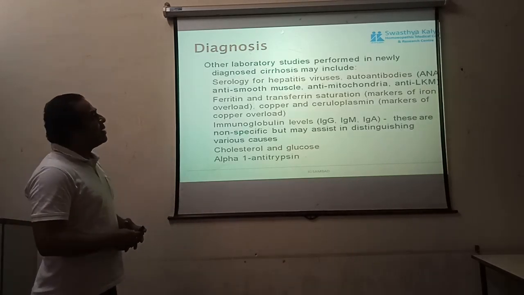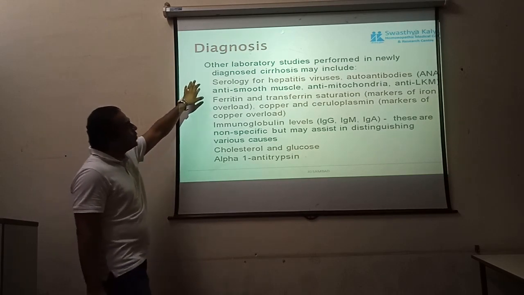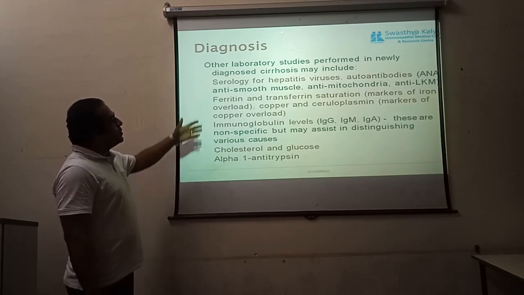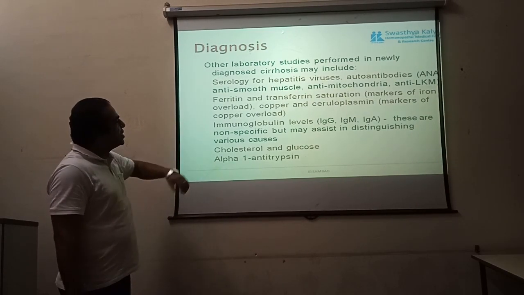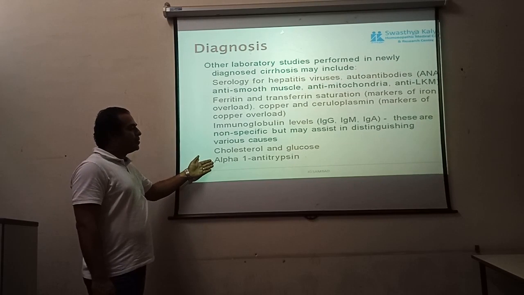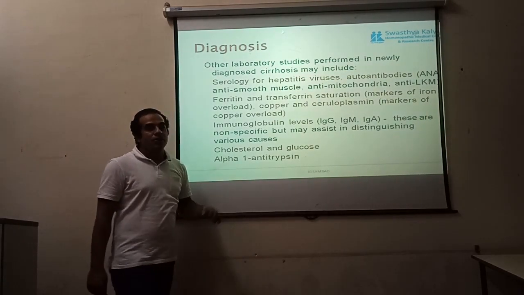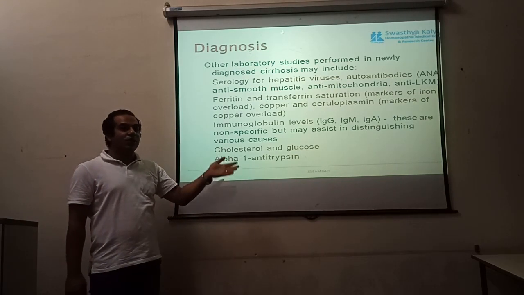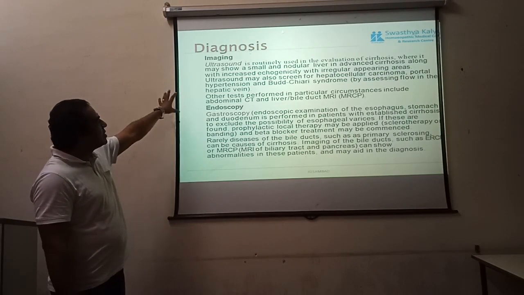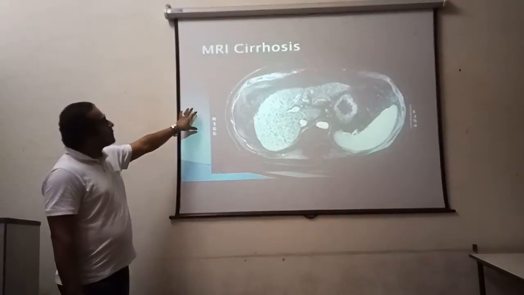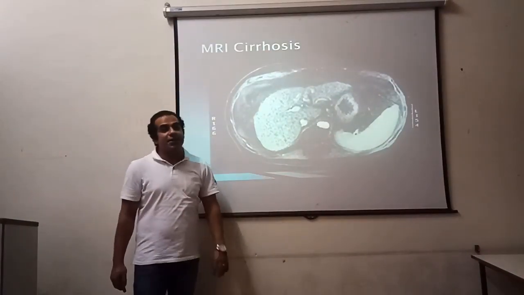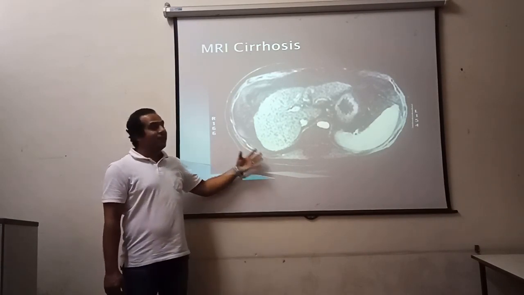Other laboratory studies performed in a newly diagnosed cirrhotic patient: you can go for serology to find out whether any hepatic virus is involved or not. You can also go for ferritin and transferrin saturation, immunological levels for any autoimmune disease, cholesterol and glucose level, and also alpha-1 antitrypsin. You can confirm these according to the etiology that we have studied. Then you can have some imaging techniques like ultrasonography, gastroscopy, MRI scan. So these are some of the tests that you can run to diagnose liver cirrhosis.